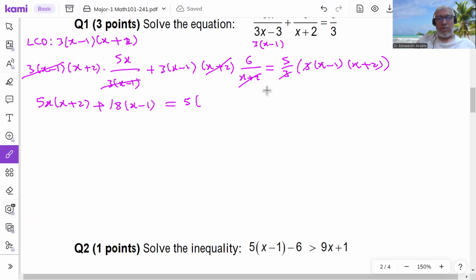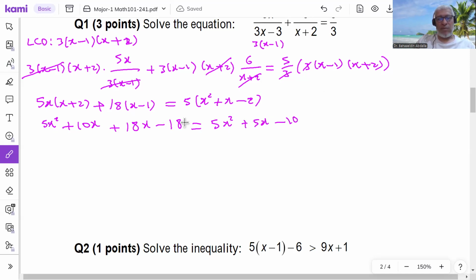Well, x minus 1 times x plus 2 is x squared minus x plus 2x. This means plus x and then minus 2. Also expand more, so I have 5x squared plus 10x plus 18x minus 18 equals 5x squared plus 5x minus 10.